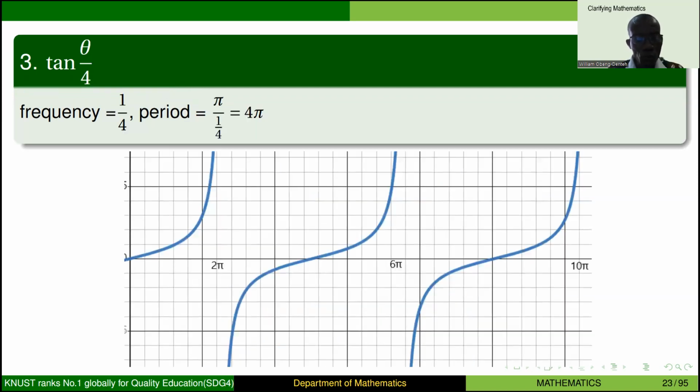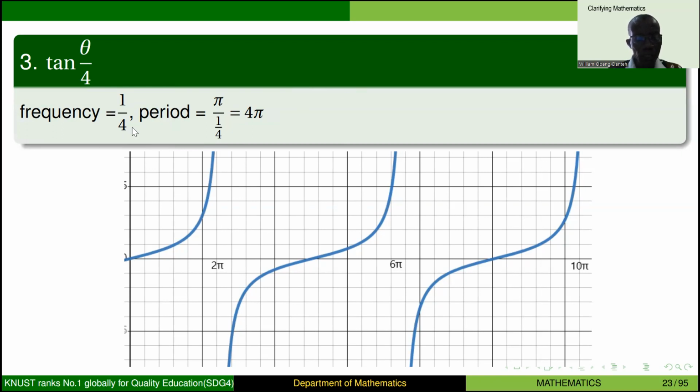Now, we want to also draw the graph of tan theta on 4. Now, straight away over here, our frequency will be 1 over 4. And then the period, remember that the period for tan is pi. So we divide by 1 on 4, and that gives us 4 pi. So within 0 to 4 pi, we get the full graph. So within every 4 pi, the graph repeats itself.